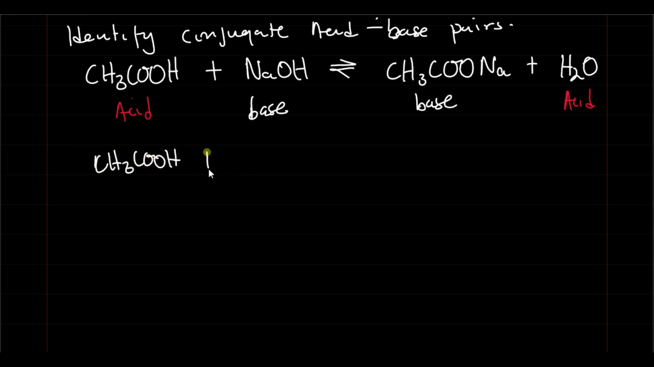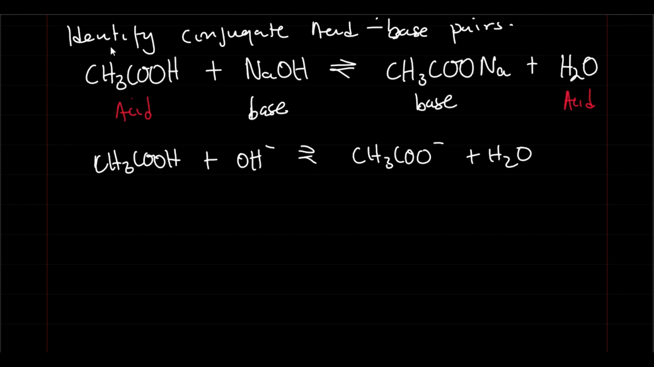CH3COOH plus OH minus forward reverse, giving us CH3COO minus plus water. So this looks like that. It's the same thing, but we have removed the spectator ions, which is the sodium ion. So now you can see that this is an acid, this is a base, and this had a proton. Now it no longer has a proton. This did not have a proton, but now it has gained a proton to form water. So acid, base, base, acid.